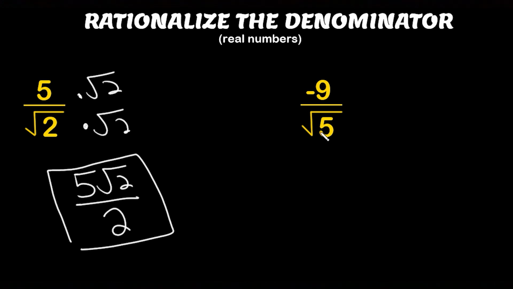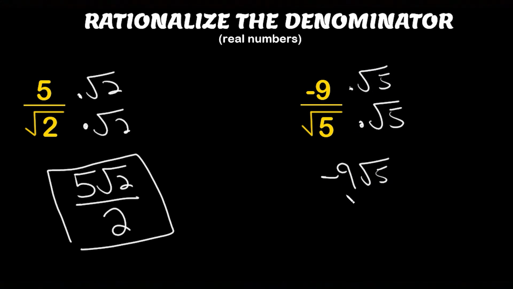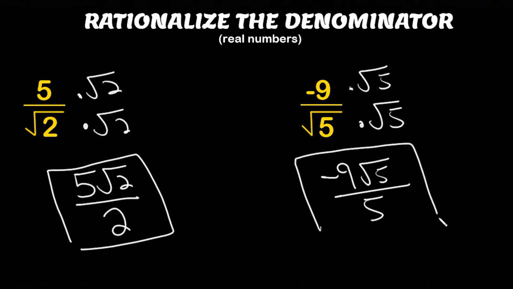So here I have a square root of 5. I'm going to multiply both the bottom and the top by the square root of 5. So doing that right here and right here, I'm going to be left with -9 square root of 5 all over 5. All right, super easy, really nothing to it. These problems are definitely easier. And so from here, why don't we go ahead and try problems that are a little more difficult?